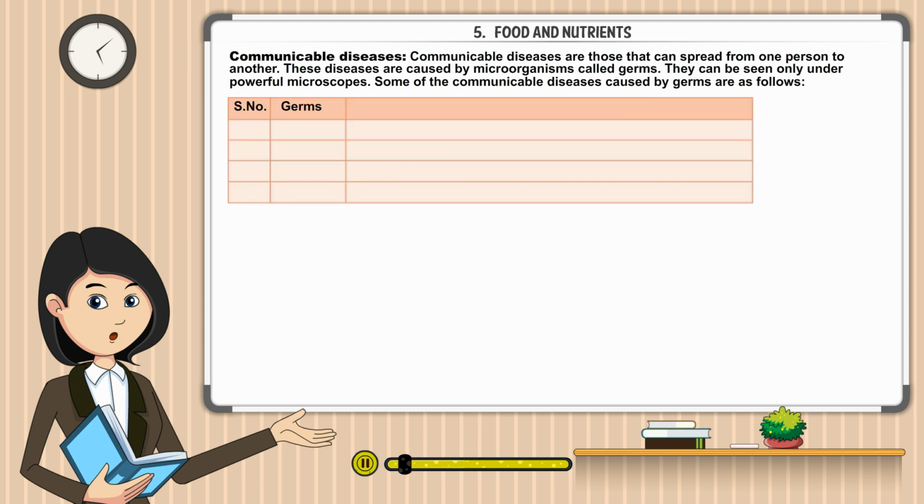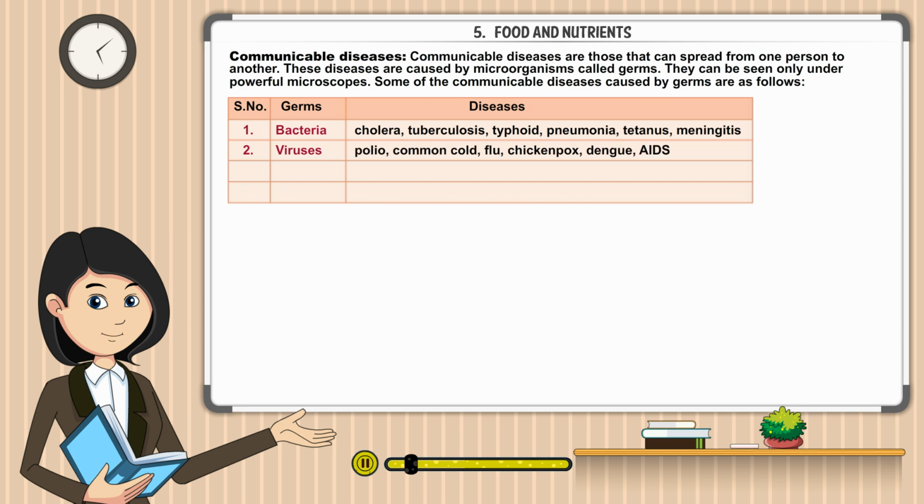Serial number, germs, diseases. 1. Bacteria: cholera, tuberculosis, typhoid, pneumonia, tetanus, meningitis. 2. Viruses: polio, common cold, flu, chickenpox, dengue, AIDS. 3. Protozoa: malaria, dysentery. 4. Fungi: food poisoning, ringworm.